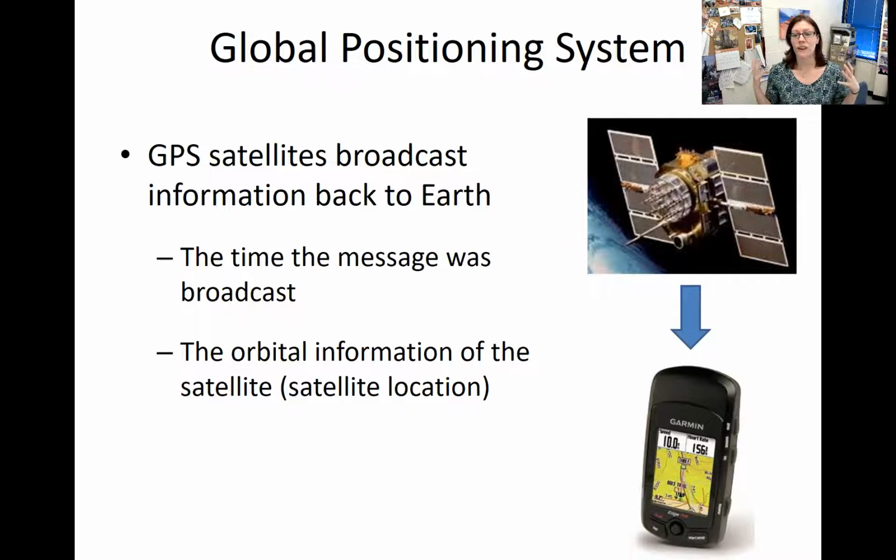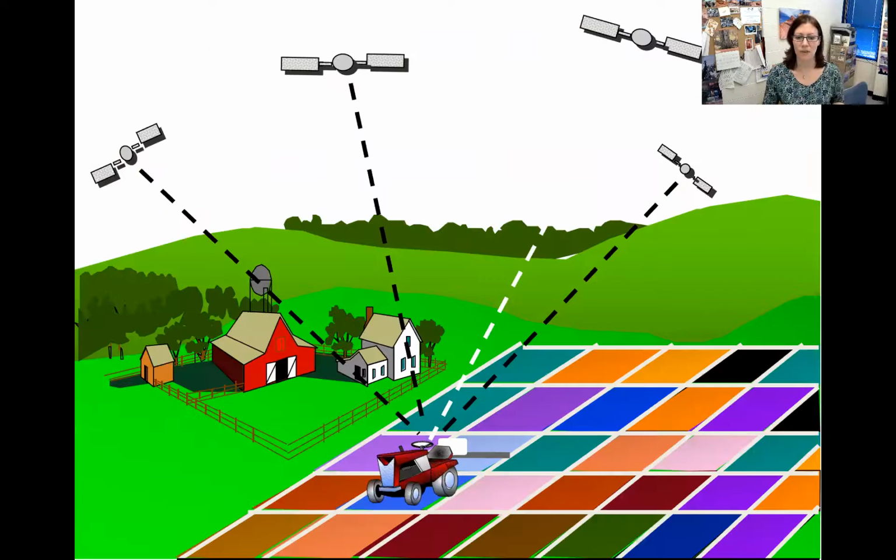So if it's just around one satellite, then you could be in space, you could be on Earth. There are a lot of different possibilities of areas where you could be. But as you start adding more and more satellites, you hone in on, okay, there's actually only one spot where all of these satellites are overlapping. And that is on my fancy tractor in my super fancy field with all of these different colors.